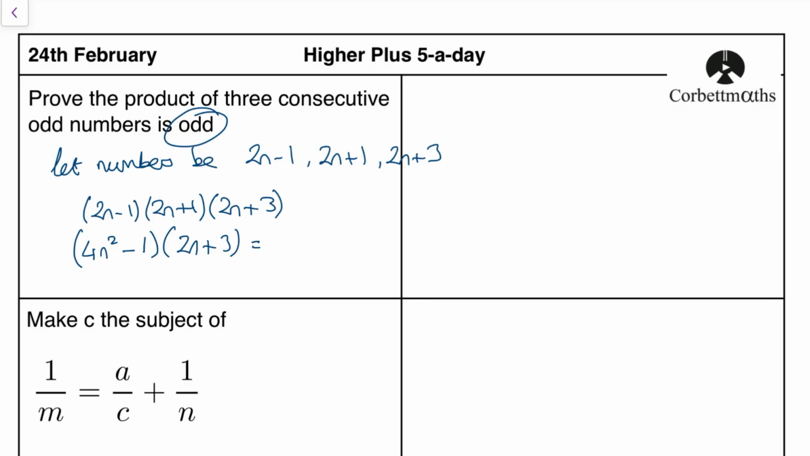Now, 4n squared times 2n is 8n cubed. 4n squared times 3 is plus 12n squared. Minus 1 times 2n is minus 2n. And minus 1 times 3 is minus 3.